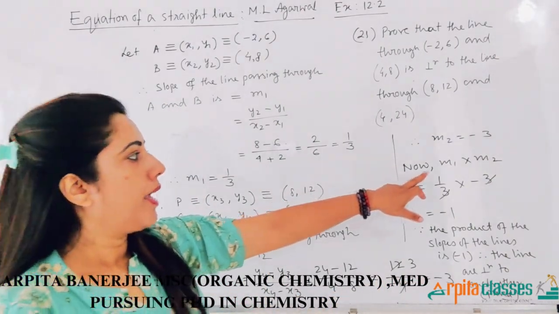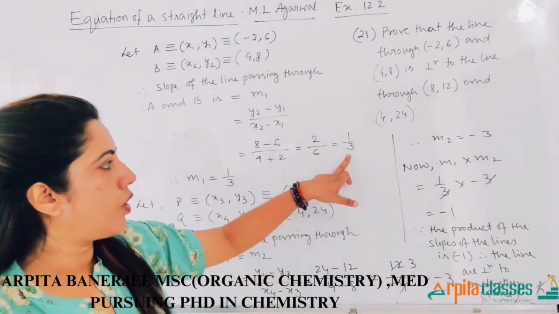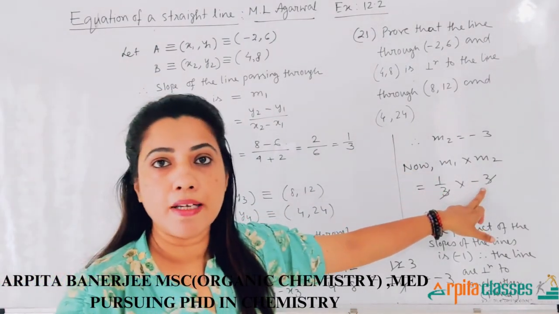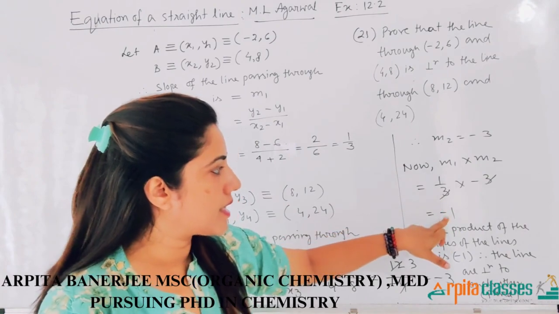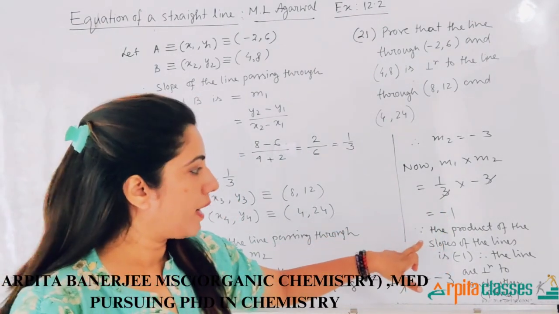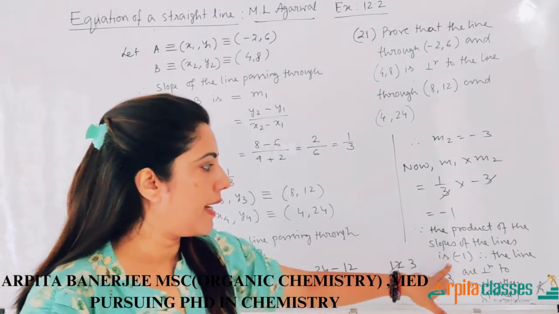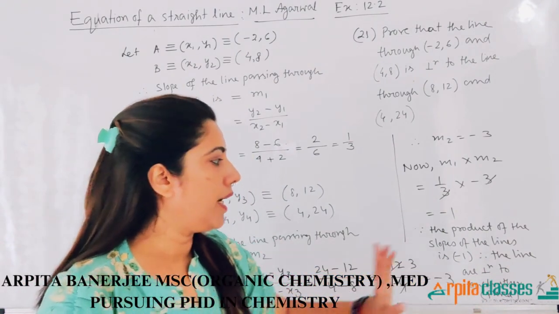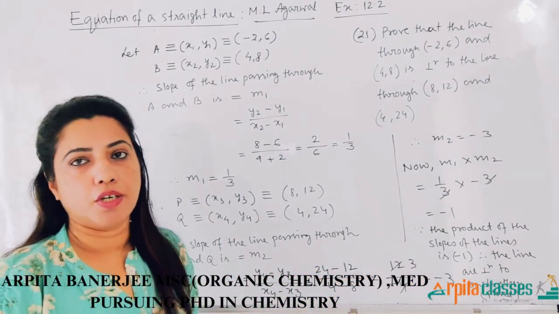Now let us see m1 into m2. m1 is your 1 by 3, m2 has come minus 3. So if you calculate this, it's coming minus 1. So we can write the product of the slopes of the lines is minus 1. Therefore, the lines are perpendicular to each other.